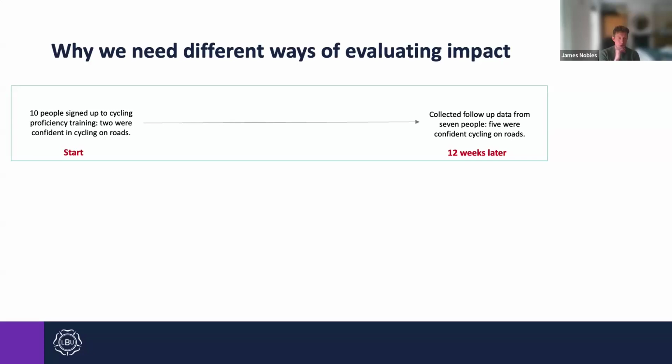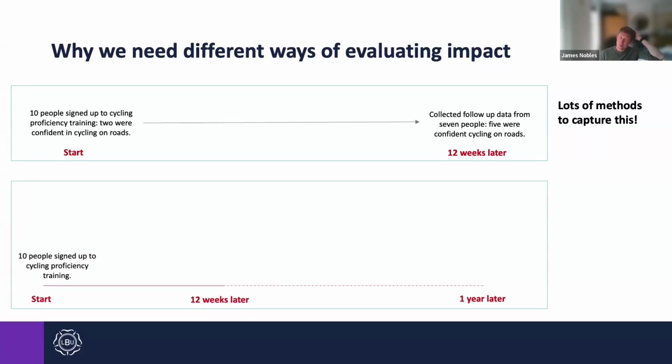to see whether or not those people who attended the training were confident in cycling on their roads. We see loads of these kinds of evaluations, and it's really important to be capturing this type of information to say in this context how confident people feel cycling on those roads. But there might be lots of other things happening because of those people attending this training that those more traditional methods don't necessarily allow us to capture.